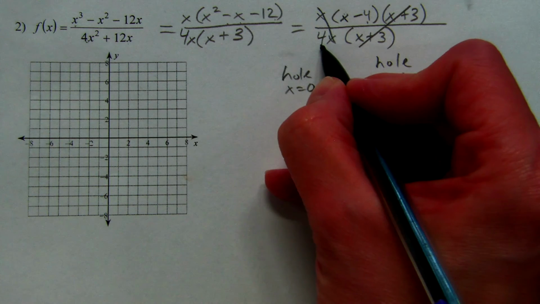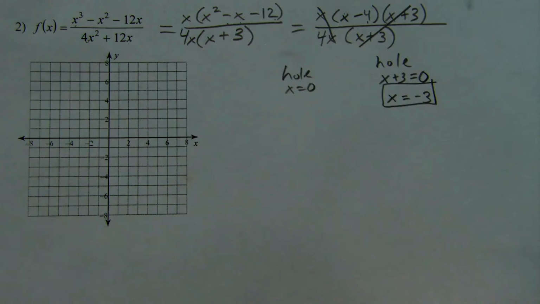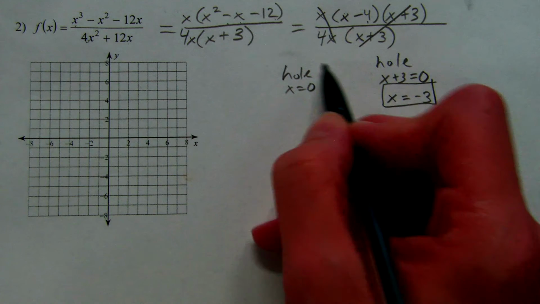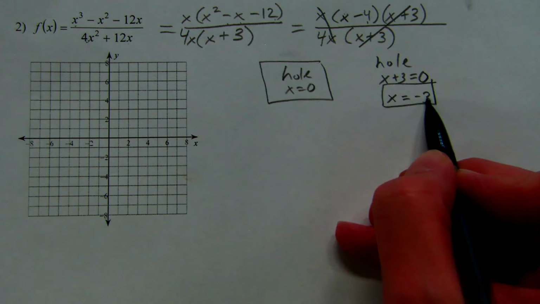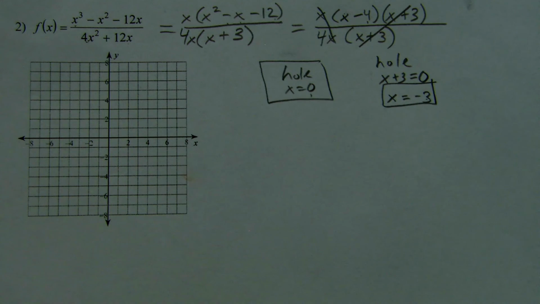I guess I don't really need that 4 in there. So you'd have a hole at -3 and at 0. And we have to draw those in kind of when we're done with everything else.